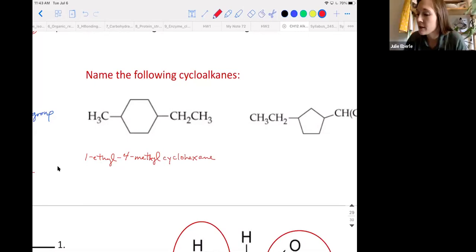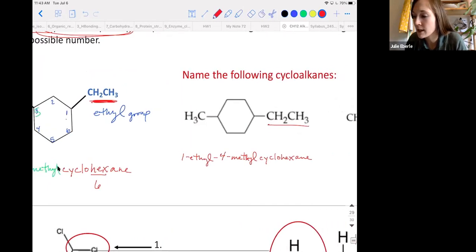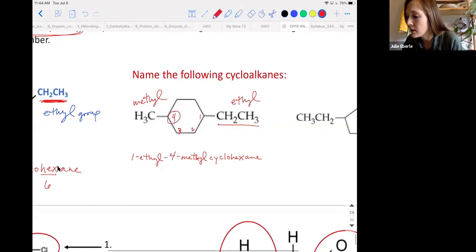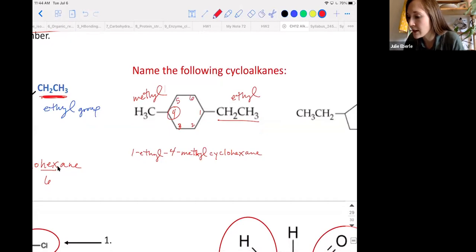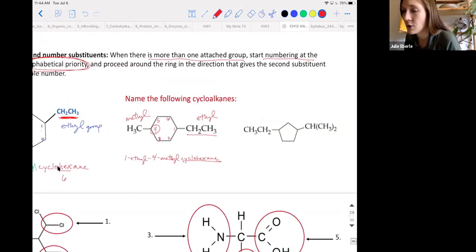All agree? Okay. So we have the same groups here as we do over here. They're just spaced out a little differently around the ring. So this is definitely an ethyl group, and this is a methyl group. And we start numbering that as a 1. Ethyl gets the 1 because it's got alphabetical priority. It doesn't matter if I number this as 2, 3, or 4, or if I go the other way. You're going to find out that the 4 lands on the methyl group substituent either way. And there's 6 carbons total in the ring, so it is a cyclohexane. So 1-ethyl, 4-methyl cyclohexane. That's the correct name for that one.